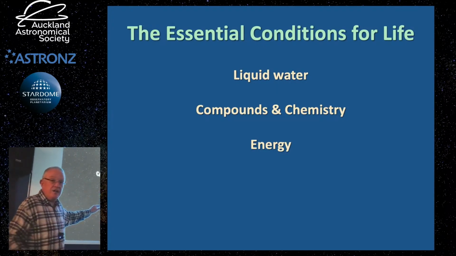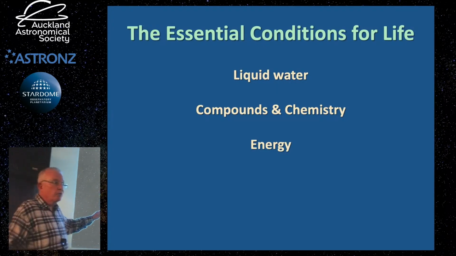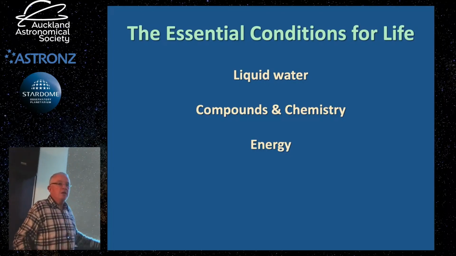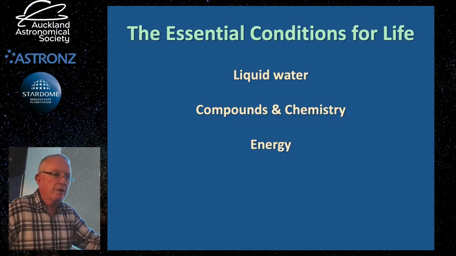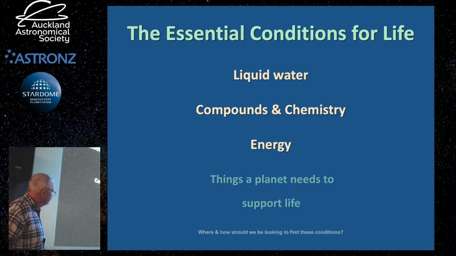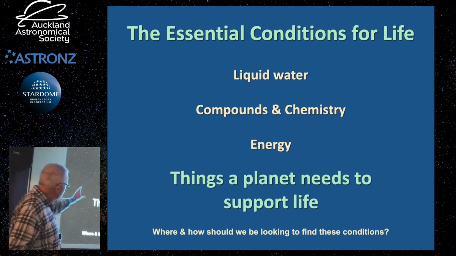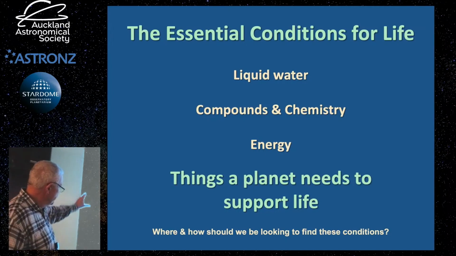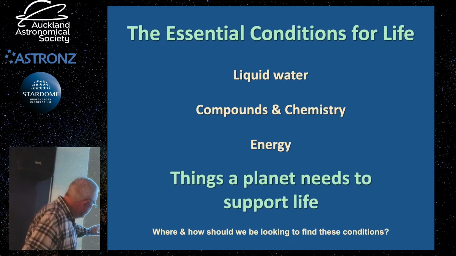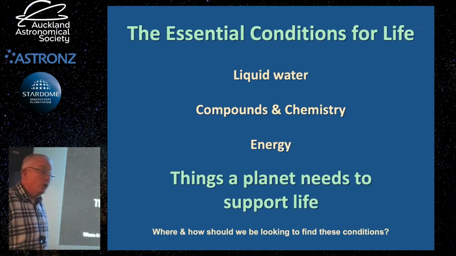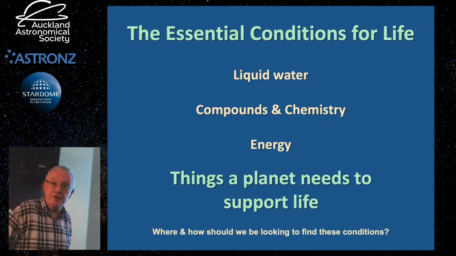Third, you need energy, whether it be in the form of sunlight, chemicals or heat, to drive those metabolic chemical reactions. So a planet needs those things to support life. It's got to have those conditions as far as we're aware. So the next thing is, where and how should we be looking to find these conditions?